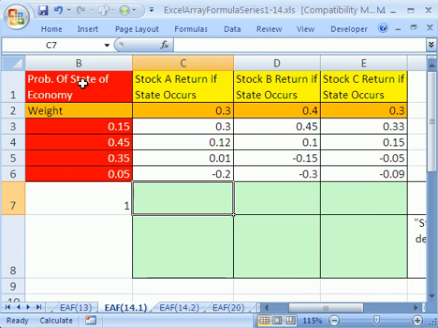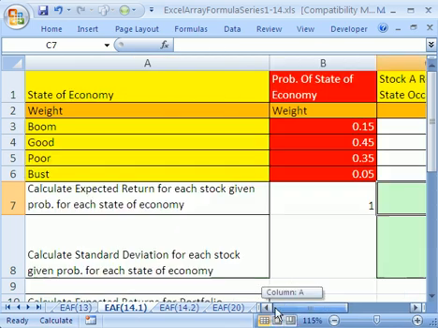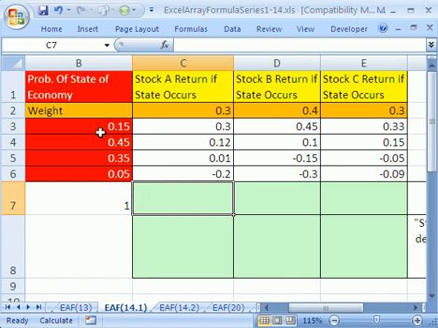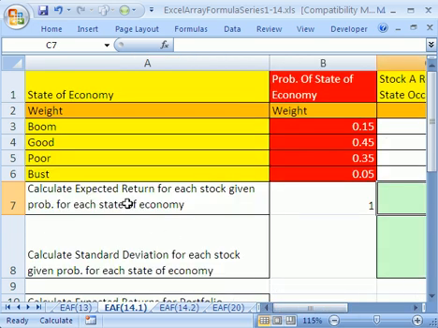Here's our situation. We have a stock example here. We have a probability of the state of the economy: boom, good, poor, bust. There's the probability, and we have weights of stocks in a portfolio. Then we have estimated returns for stock A, if any one of these states occur, stock B, and stock C. The first part of this is we're going to do the individual return and the individual standard deviation for each stock: the expected return for each stock and the standard deviation.